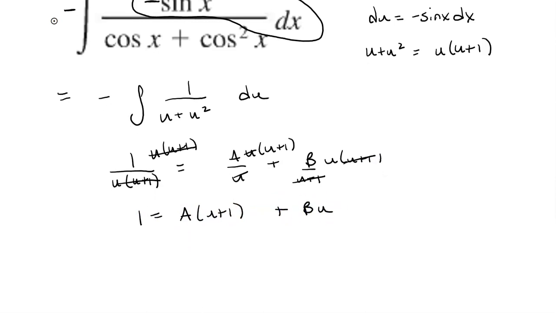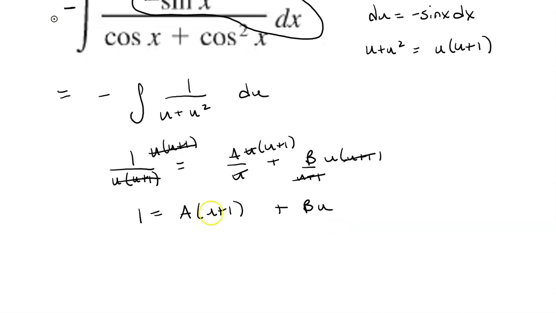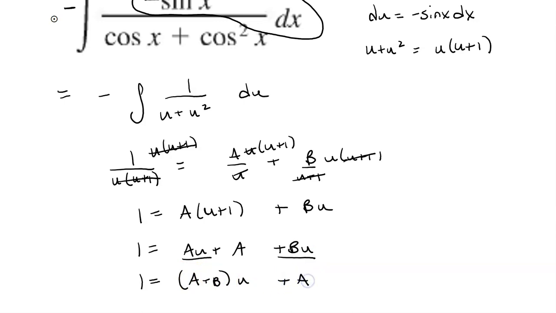At this point, I can either multiply out or I can choose values of u. I think I'm just going to multiply this out. I get au plus a plus bu. And if I factor out a u from the terms that have it, I'd have a plus b times u plus a. There's an understood 0u over here. So that gives me a plus b equals 0 and a equals 1. So using substitution, I would get b equals negative 1.